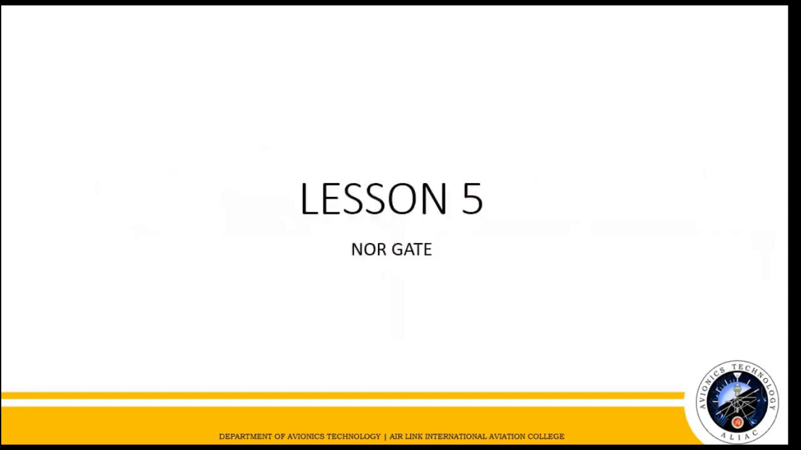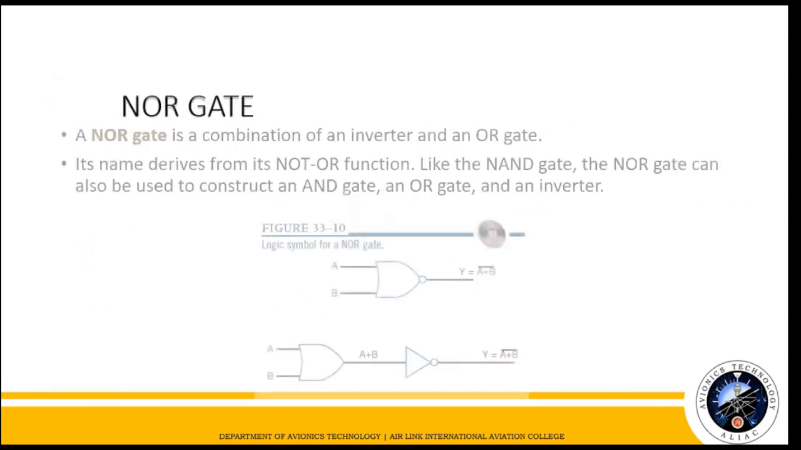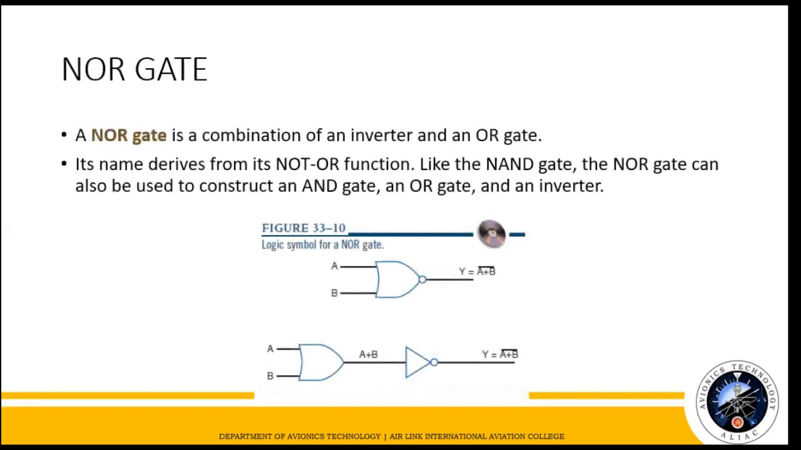So next, we're going to NOR gate. Okay, so sa NOR gate is a combination of an inverter and an OR gate. Its name derives from its NOT OR functions like NAND gate. So the NOR gate can also be used to construct an AND gate or OR gate and an inverter. So the equivalency to an OR gate and an inverter, the bubble on the output of the symbol means to invert the OR gate.